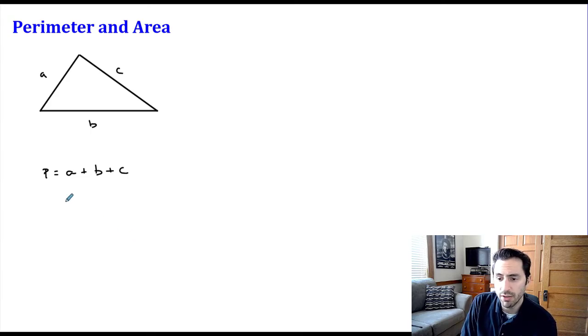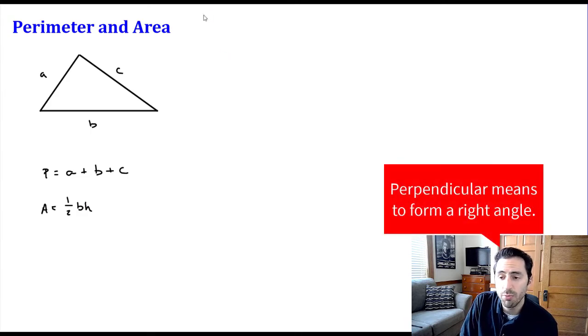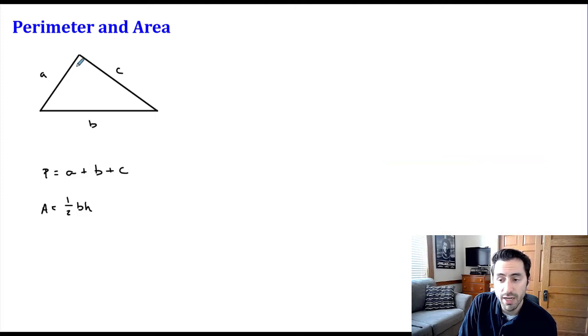For the area of a triangle, the formula for area is 1/2 base times height. Now, the important thing here is the height of the triangle has to be perpendicular to the base. So if this is the bottom of my triangle, the height of this triangle is from the very top straight down to that base. So if I drop a segment straight down and it forms a right angle, that's my height. Okay, let's take a look at a square next.